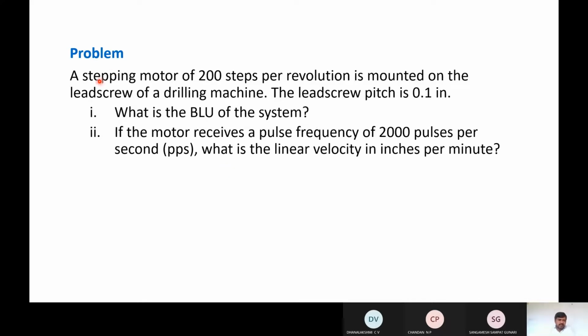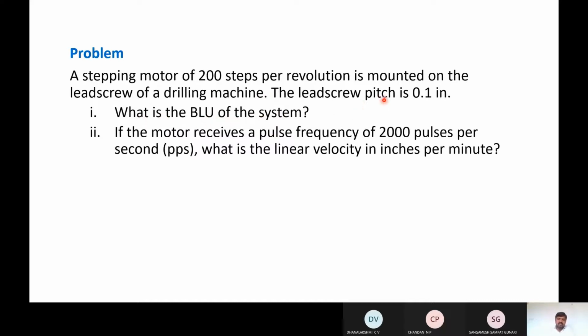A stepping motor of 200 steps per revolution is mounted on the lead screw of a drilling machine. The lead screw pitch is 0.1 inches. What is the basic length unit of the system? Then, if the motor receives a pulse frequency of 2000 pulses per second, what is the linear velocity in inches per minute? It is a very simple problem. It will reflect your understanding of concepts. So read the problem and try to give the answer for the first question.